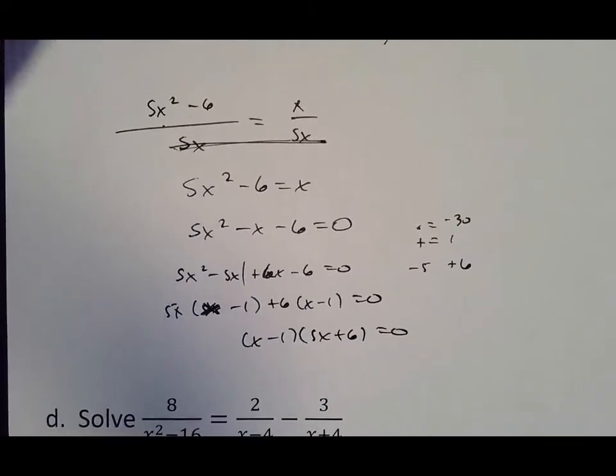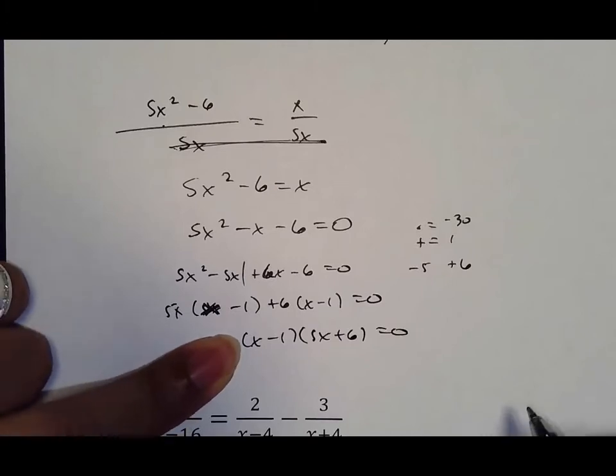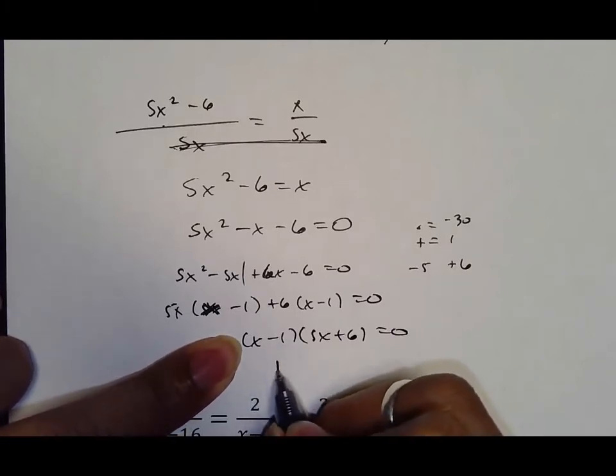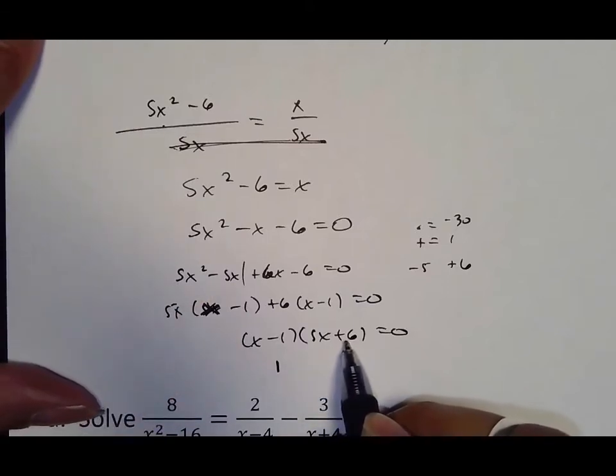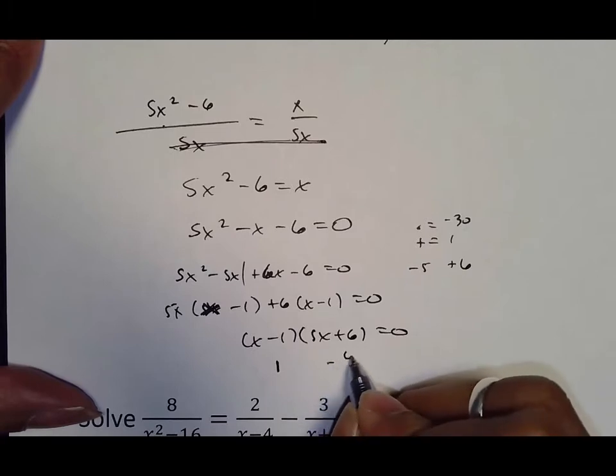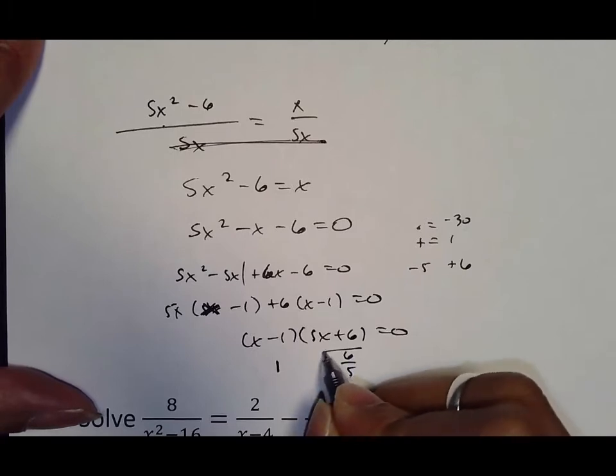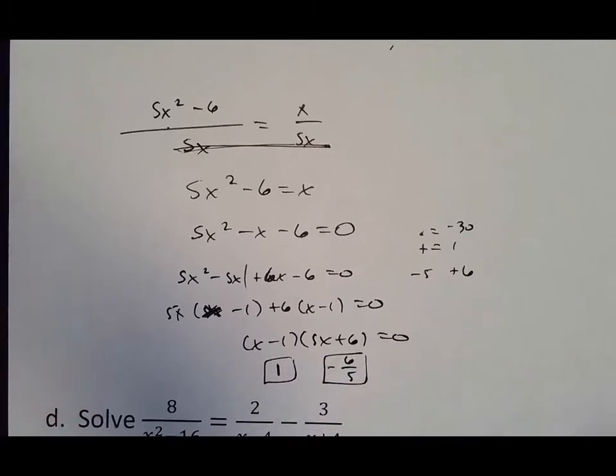Feel free to pause the video and go through all that if you need to verify it. But again, don't forget in the end, you are setting each factor equal to 0, which means one of your answers is 1. For the other, you'd have to subtract 6 and divide by 5, so negative 6 over 5. Again, feel free to stop the video for that, but I am working this as if you've actually been working on the processes that we've been doing, and that is simply solving by factoring.